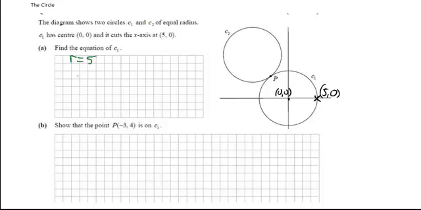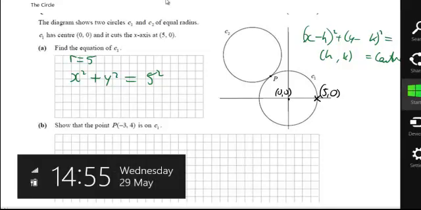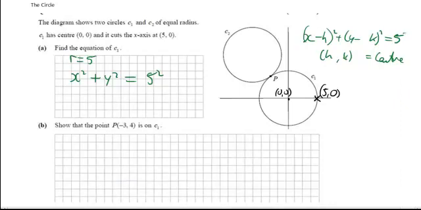Now the general equation for a circle is (x minus h) squared plus (y minus k) squared is equal to r squared, where (h, k) is the centre. And we can see that h and k are 0 and 0, so we get x squared plus y squared is equal to 5 squared. That's the first part of that problem done. So I'll just put in the 5 squared, or radius squared, there.